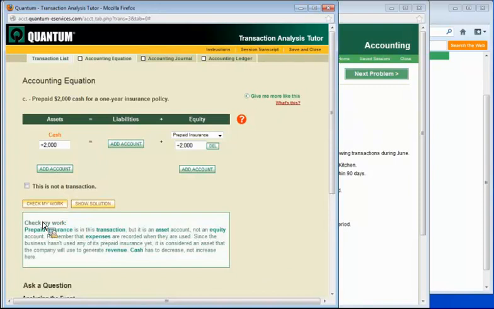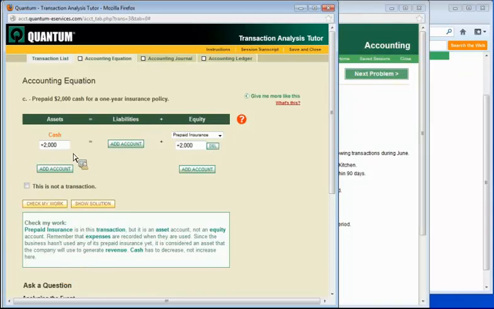And you'll see down here, just in a couple sentences, prepaid insurance is in the transaction, but it's an asset account, not an equity account. And then further down it says cash has to decrease, not increase here. So it picked up on two mistakes that I made. And again, just in a couple sentences, context specific. I'm not being asked to go somewhere else to refer to other material. Everything I need is right here.